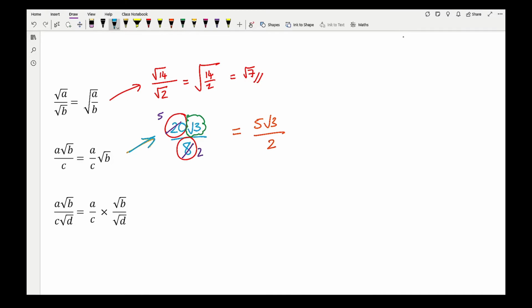Now if you've got numbers with surds divided by another set of numbers with surds, then again we treat it separately.